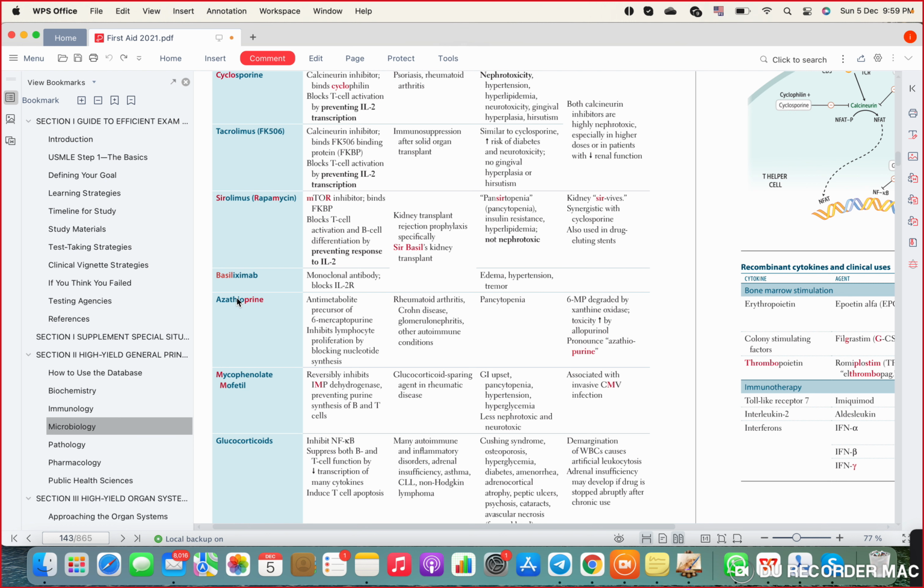Good. So what about this azathioprine? How does it function? Azathioprine and 6-mercaptopurine are both anti-metabolites, doc. They both inhibit pyrimidine synthesis, doc.